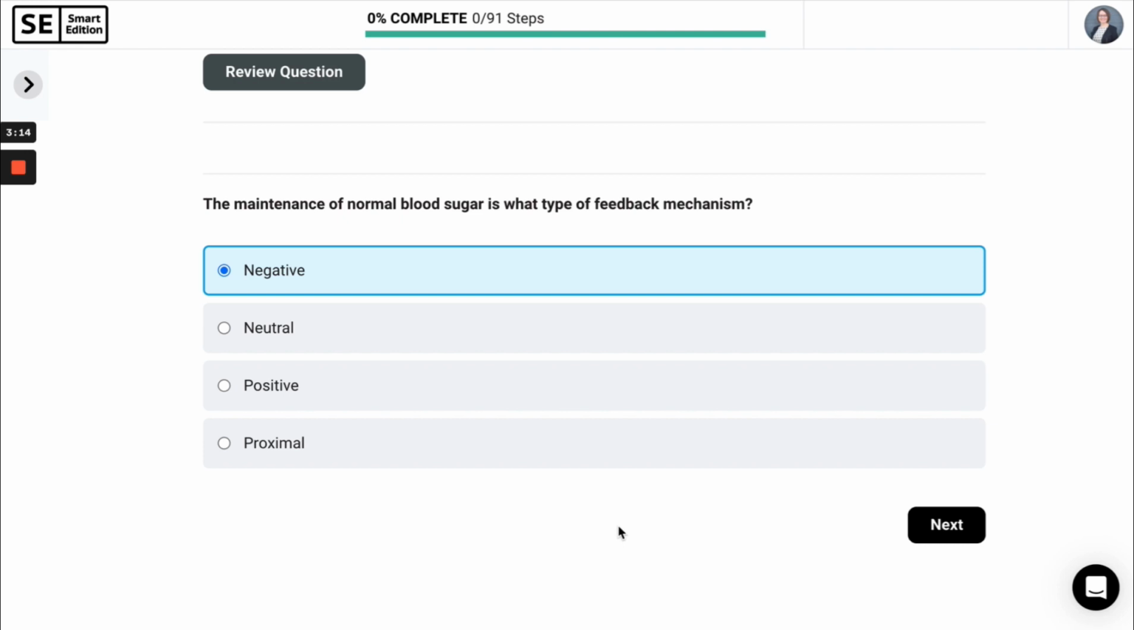One way to remember the feedback mechanisms and keep straight which is which is to think of negative as essentially normal. So N and N, and then think of positive as a positive test result. And so that would indicate a disease process or a deviation from healthy, so P and P.